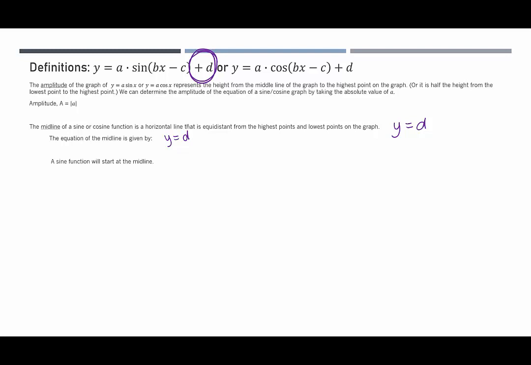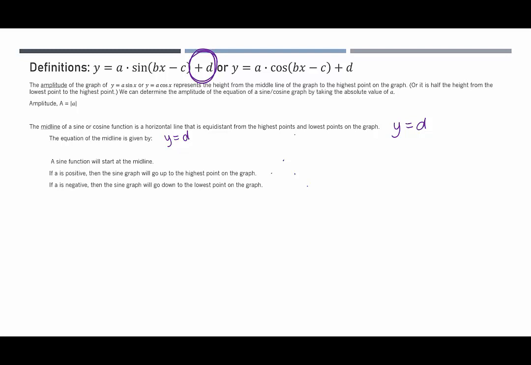A sine function will start at the midline. So no matter what, that sine function starts at the midline. If A is positive, so here's where we're going to use the sign of A, then the sine graph will go up to the highest point on the graph, right? So we started at 0 on our sine graph, we went up to 1. Then we would go back to 0, then we would go down to -1. So when A is positive, we start by going up.